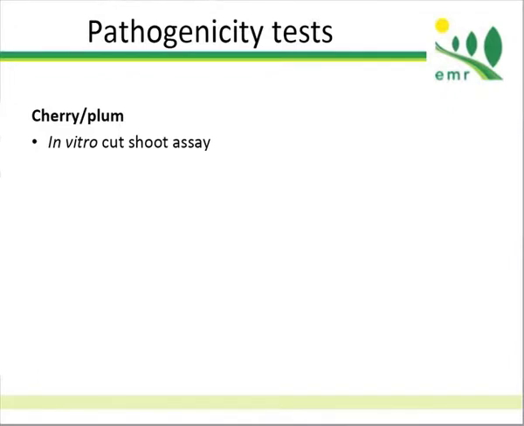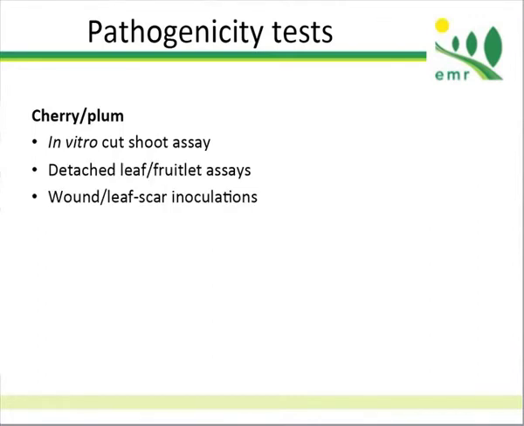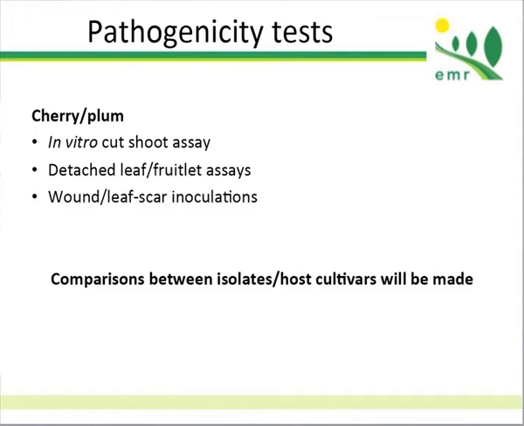And then to assess pathogenicity on cherry and plum, it's more difficult because canker only occurs in winter and spring. I've used an in vitro cut shoot assay where you take second-year shoots from a tree and inoculate them with the bacteria and then measure the length of necrosis. I aim to use detached leaf and fruitlet assays in the summer to assess pathogenicity. And finally, I have grafted 360 cherry and plum trees, and we'll be doing whole tree experiments next year using wound and leaf scar inoculations.